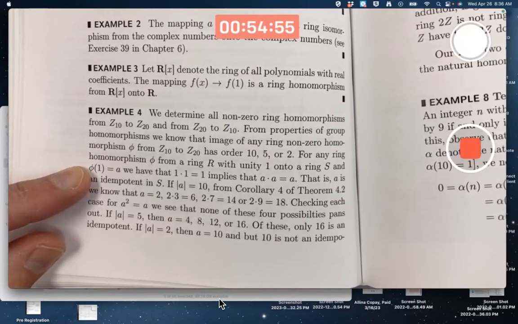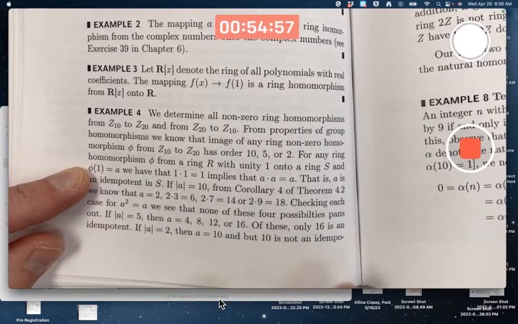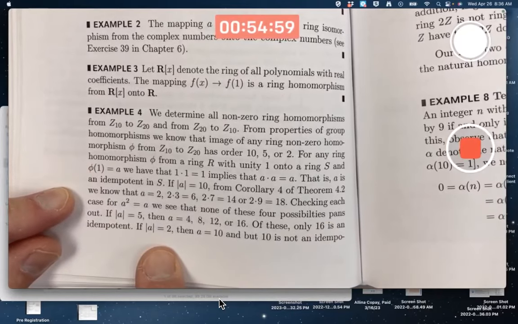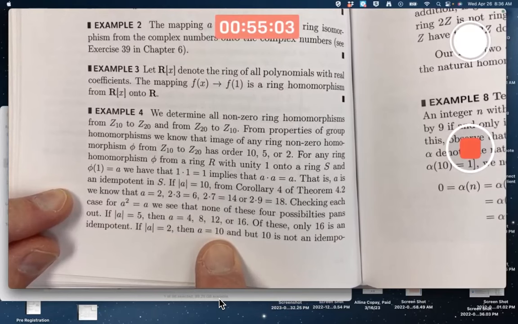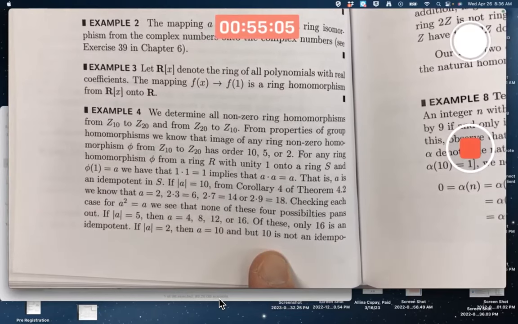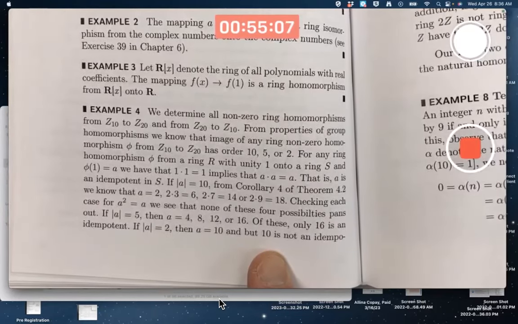Is it a guaranteed ring homomorphism? I'll wait a little bit here. If the order of A is 2, there's only one element of order 2 as a group element. It's 10, but 10 is not an idempotent. 10 squared is 100, mod 20 is 0.